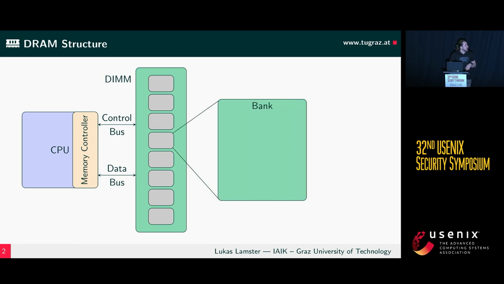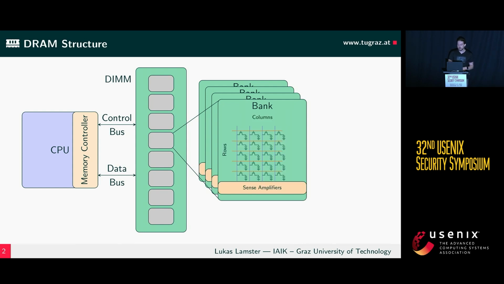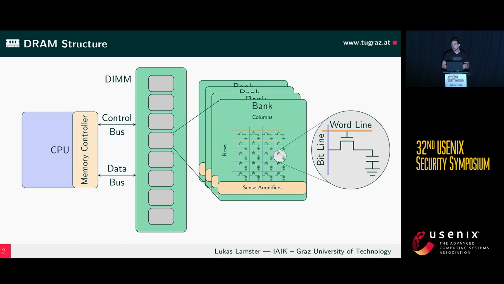And on the DIMM, we have a bunch of chips, and each chip has some banks in it. And in these banks, we find the memory array, which consists of columns and rows of memory cells. So a memory cell is basically the smallest granule in memory that we have. It consists of a transistor and a capacitor. The capacitor stores the charge, which represents the logical value. And the transistor is basically used as a switch to read and write from the cell.